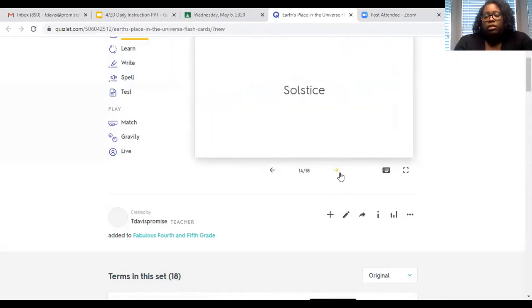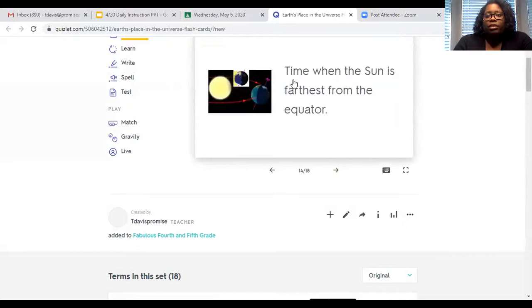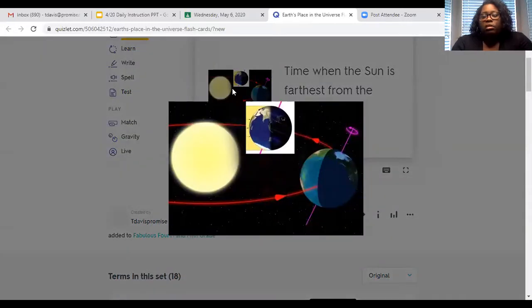And then the solstice. The solstice is the time where the sun is farthest from the equator. And so when we're tilted either far this way or farther this way, because Earth still stays at its 23.5-degree angle, it just goes in a circle, still at that angle.